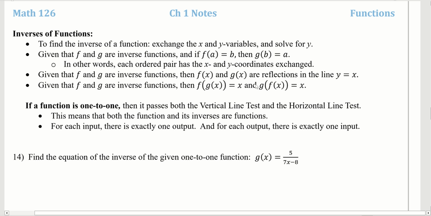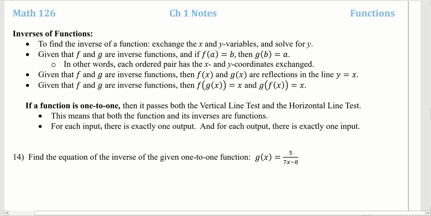Another one here is if it's reflected over the y equals x line, which is just that diagonal line from bottom left to top right, slope of 1, y-intercept of 0. And then the last part here is if the compositions of the functions, f of g of x and g of f of x, they both come out to equal x, okay? The fact that they come out to equal x, and not necessarily both equal 3 or both equal the same number, it has to come out to be x.